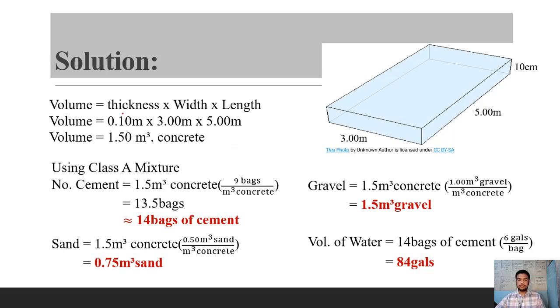So this will now be 0.1 because the thickness is 10 centimeters. That is, when converted to meters, 0.1 meters times 3 meters times 5 meters. All in all, that is 1.5 cubic meters of concrete. Okay, if they said that it should be a class A concrete, how many bags should be present in the concrete mixture for you to make a class A concrete?